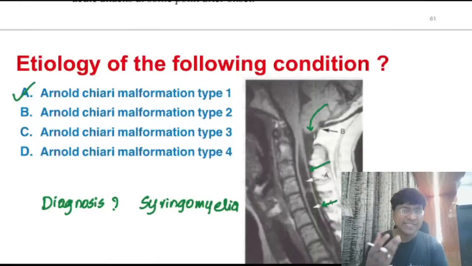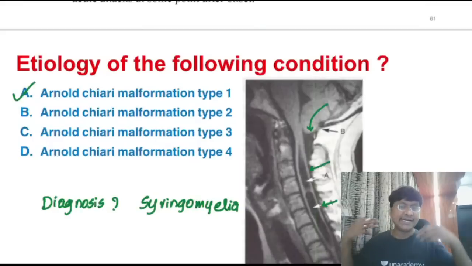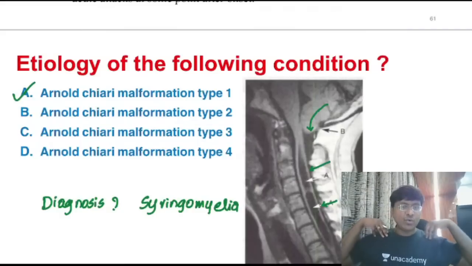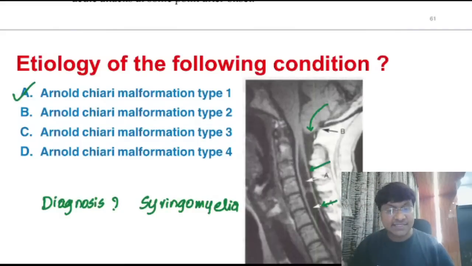And what will be the distribution of the dissociative anesthesia? That is cape-like distribution. That is, there is dissociative sensory loss over the shoulders as well as the upper limbs. That we call the cape-like distribution. Now what are the sensations which are being lost? There will be loss of pain and temperature and even crude touch. And what are the sensations which are being preserved? The dorsal column sensations are being preserved, that is your fine touch, vibration, pressure sense. These posterior column sensations will be preserved in case of the syringomyelia.